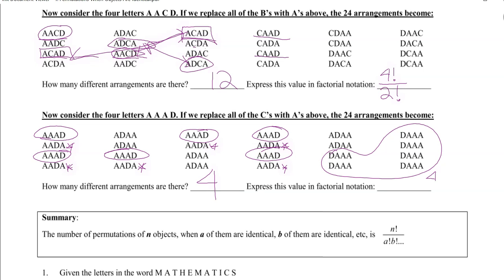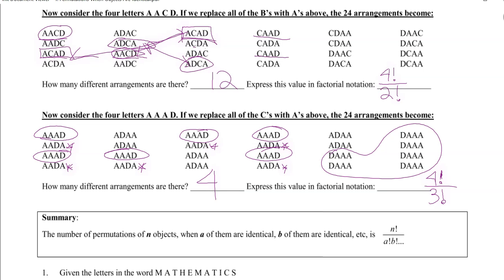So if we started with 4 factorial, all the arrangements, how are we going to end up with a 4? What are we going to divide that by? 24 divided by what is 4? 6. And how do we get 6? 3 factorial.